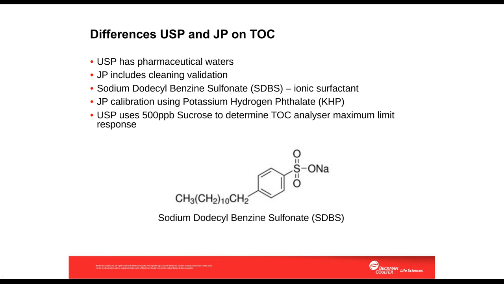So I did mention I'd comment on the differences between the United States Pharmacopoeia and the Japanese Pharmacopoeia on TOC. Now, unlike USP 643 chapter, which is primarily aimed at pharmaceutical waters, the Japanese chapter on TOC is a more general chapter and includes also reference to TOC analyzers that are used for cleaning validation too. And that's a fundamental difference.